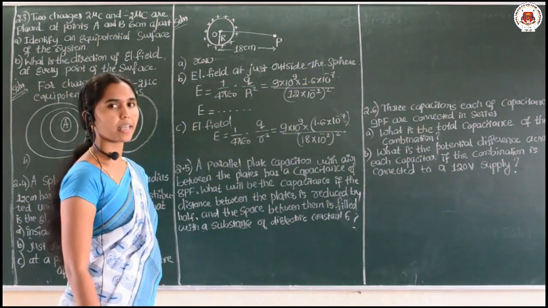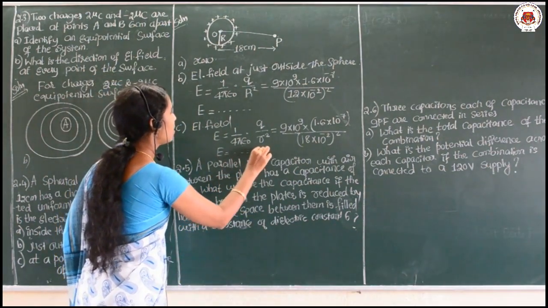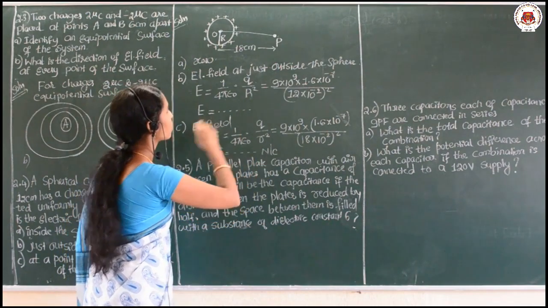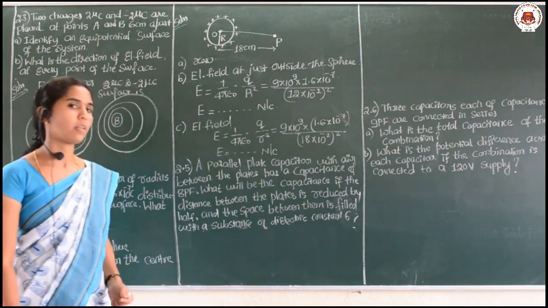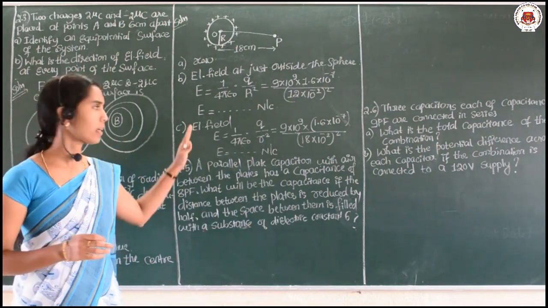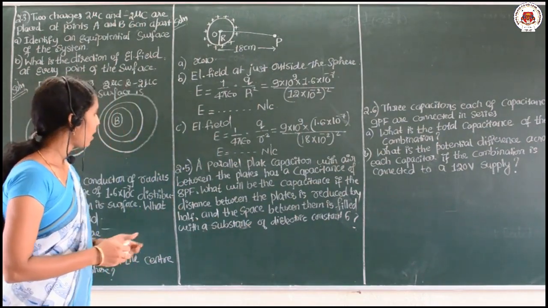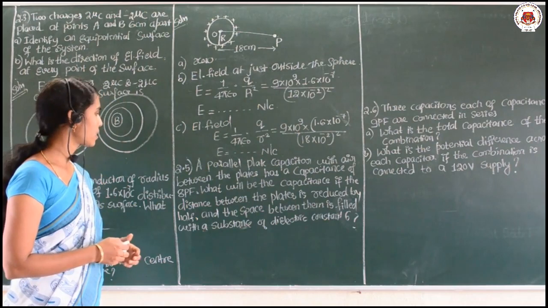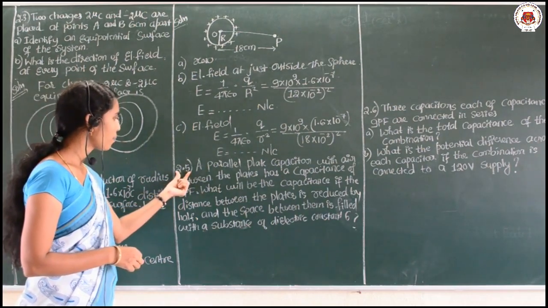After the simplification you will get the value of the electric field, that is in Newton per coulomb. Here also Newton per coulomb. Are we getting, my dear children? Yes? Hope you all can solve this and get the answer. Right. Okay. Let us move to the next question, that is 2.5.